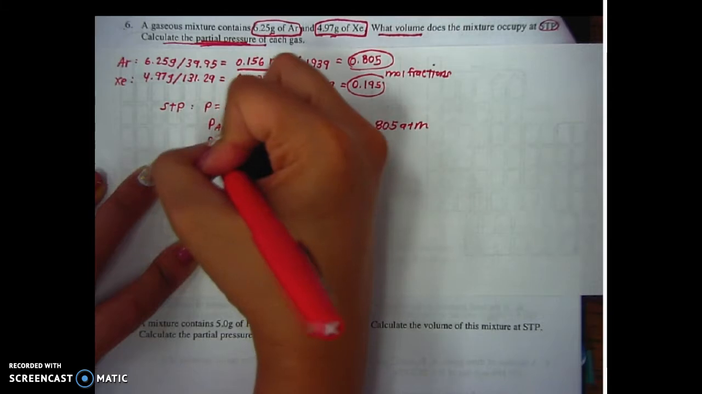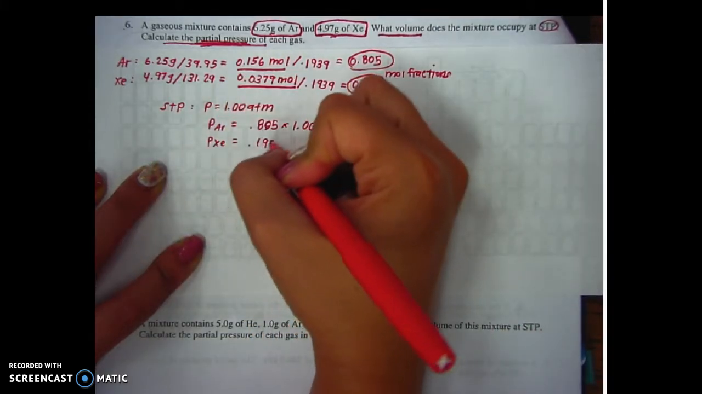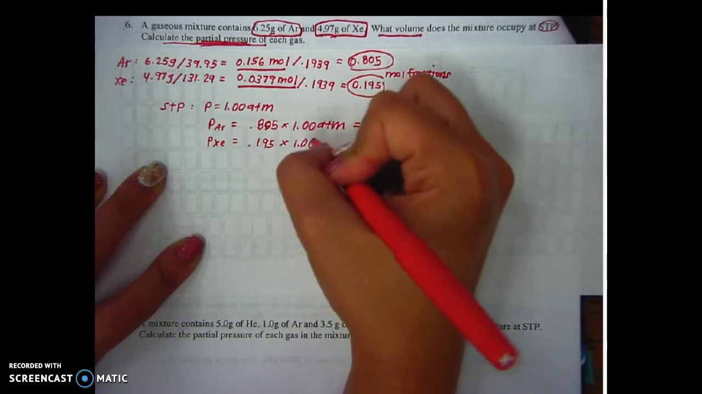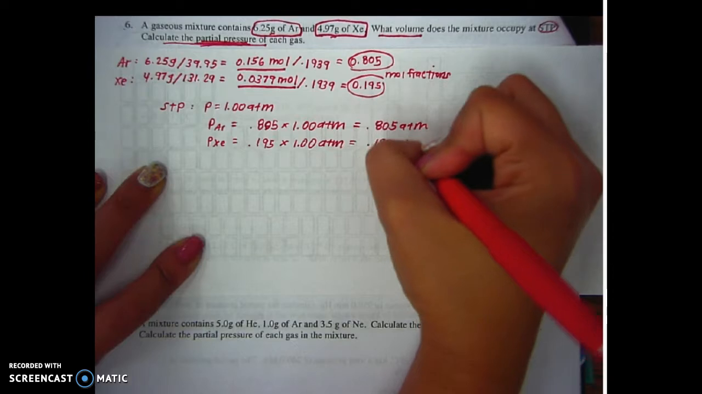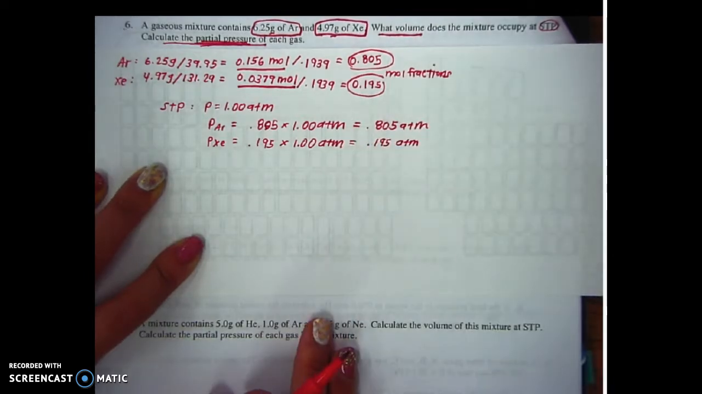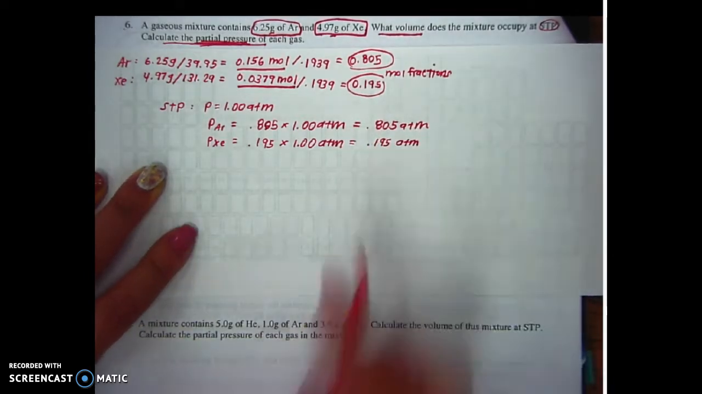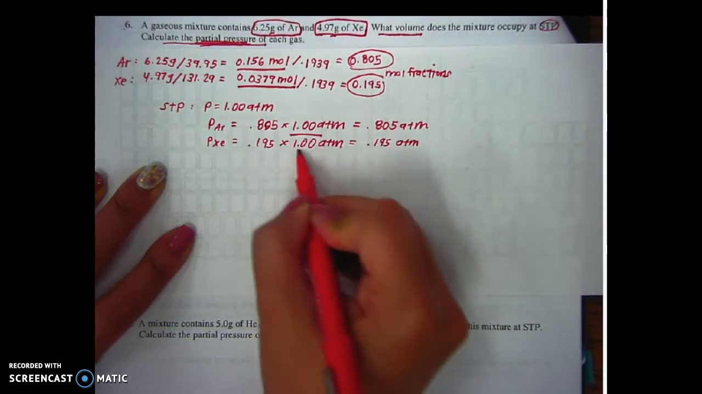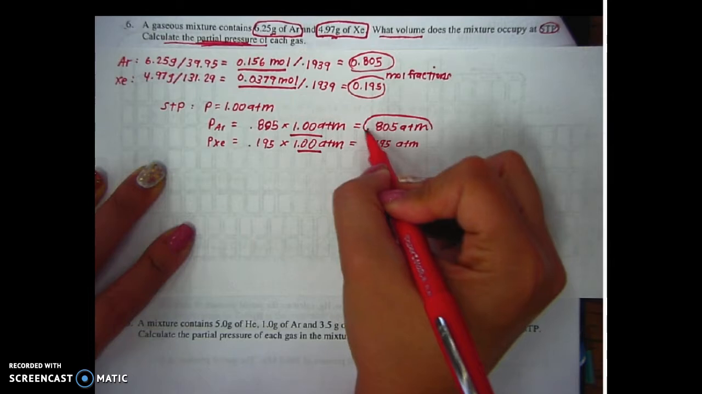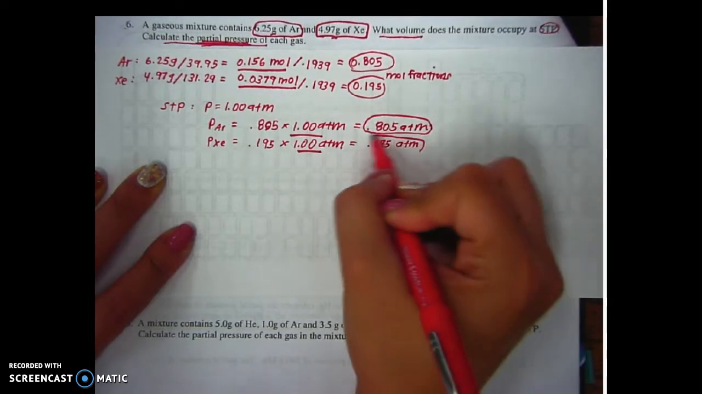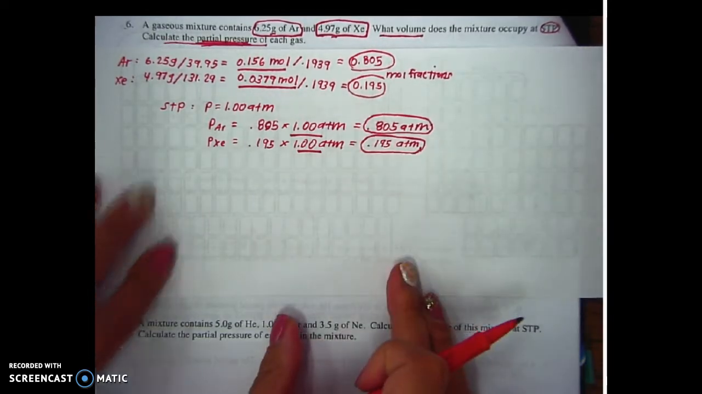And then for xenon, same thing. We have a mole fraction of 0.195. We're going to times it by the total pressure, which is 1, and then we get 0.195 atmospheres. Right? And if you add these two up, it's going to come out to the total pressure that we already had, which is 1 atm. So this is my partial pressure here of argon, and this is my partial pressure right here for xenon.